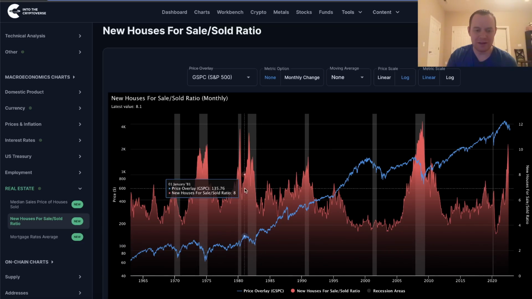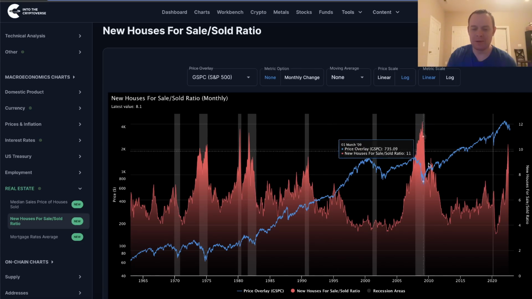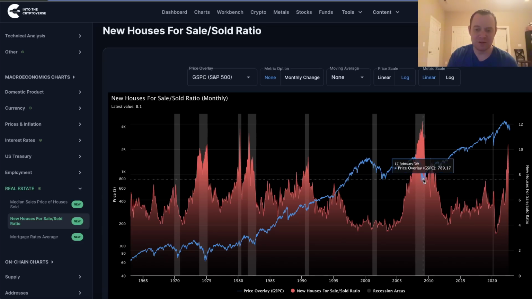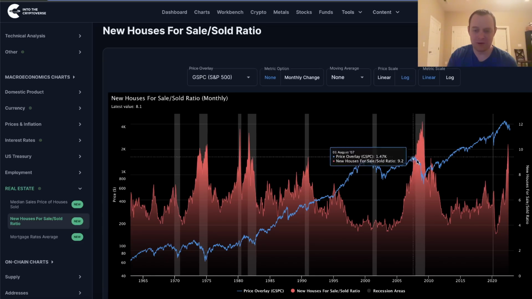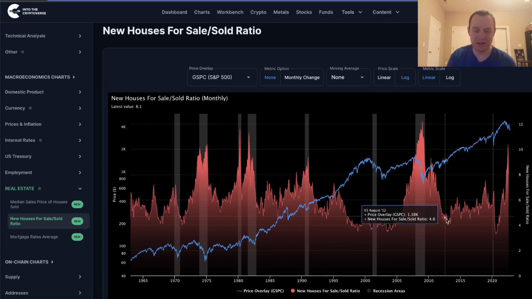Again, in the early 80s, same type of thing. To a lesser extent over here in the early 90s. And then, of course, we know what happened during the financial crisis. We had a fairly difficult bear market where we corrected more than 50% in the S&P 500, and at the same time the housing market came crashing down.